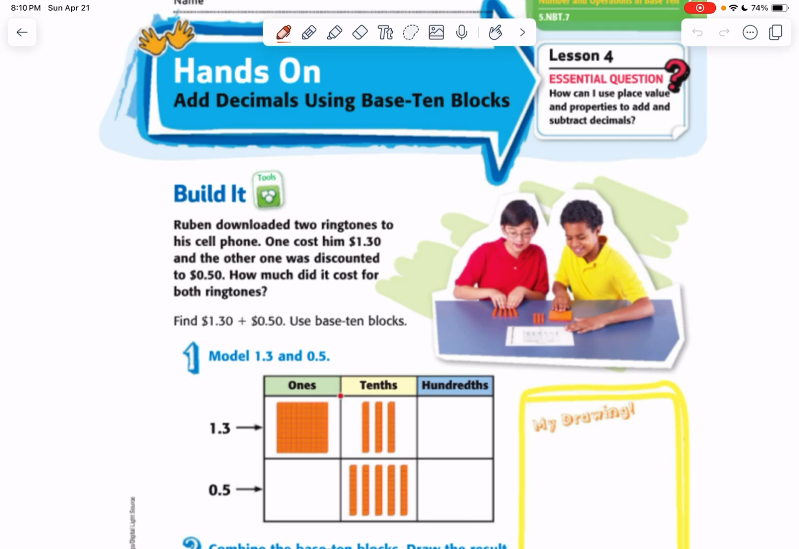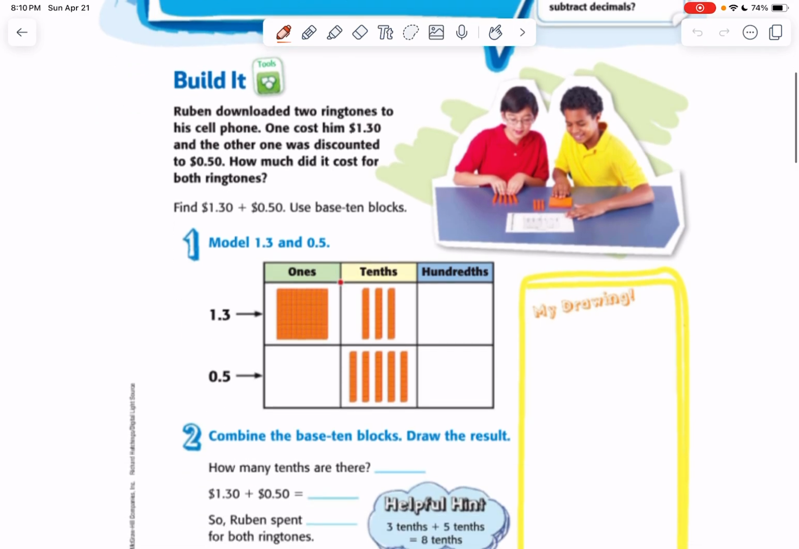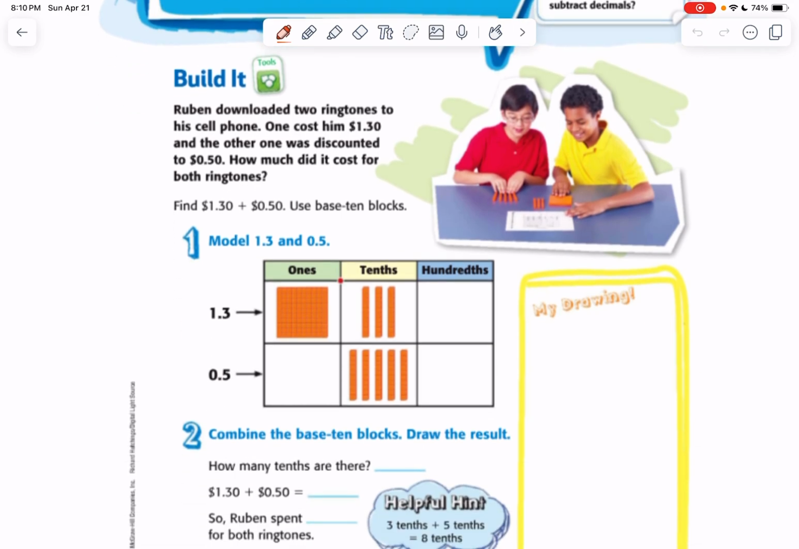So we're thinking about how can we use place value and properties to add and subtract decimals. What does it really mean when we're adding decimals anyway? What are parts of a whole? Let's take a look at that.